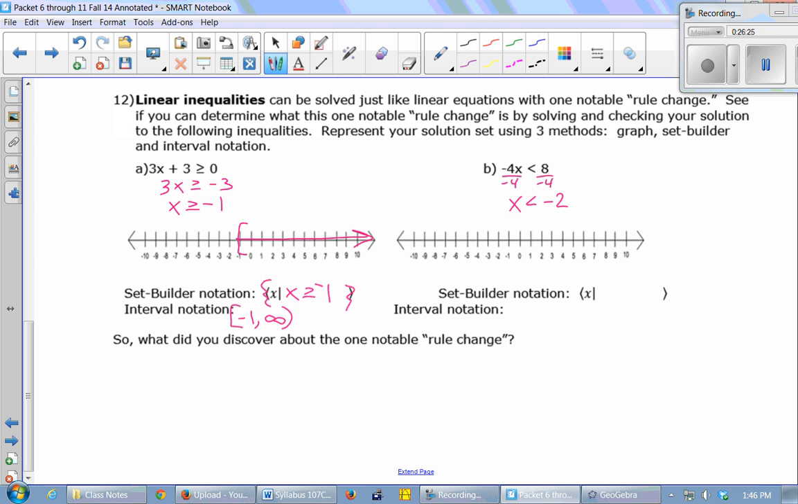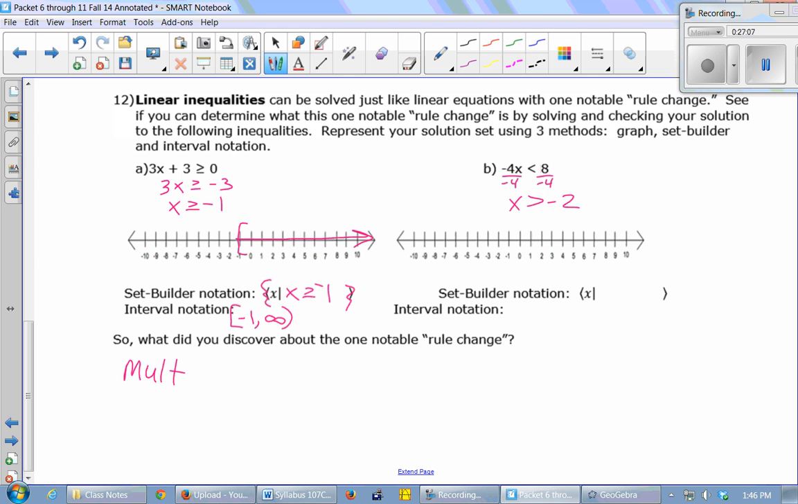So if we turn this around, if you switch the less than and make it a greater than, does that work? Any number bigger than -2. Give me one. 1. -4 times 1 is -4. Is that less than 8? Yeah. So this works. So we had to turn the alligator around. Anytime you multiply or divide by a negative, when solving an inequality, that's when the alligator turns around. So that's our one little rule change, the one little difference between solving an equation versus an inequality.